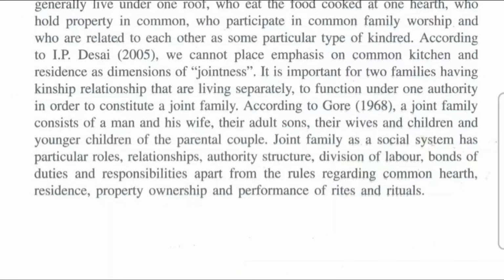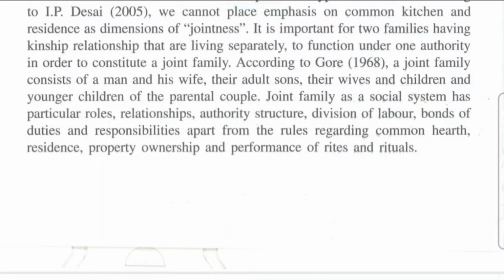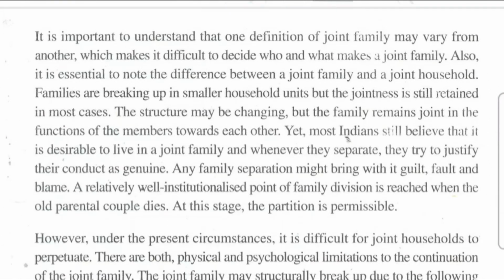According to Gore, 1968, a joint family consists of a man and his wife, their adult sons, their wives and children, and younger children of the parental couple. Joint family as a social system has particular roles, relationships, authority structure, division of labor, bonds of duties and responsibilities, apart from the rules regarding common hearth, residence, property ownership, and performance of rites and rituals. It is important to understand that one definition of joint family may vary from another, which makes it difficult to decide who and what makes a joint family.